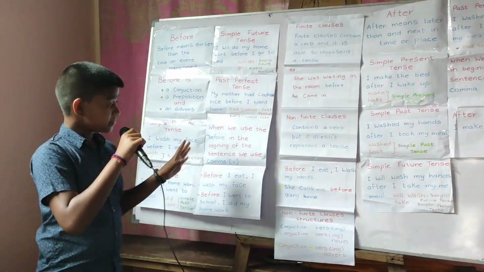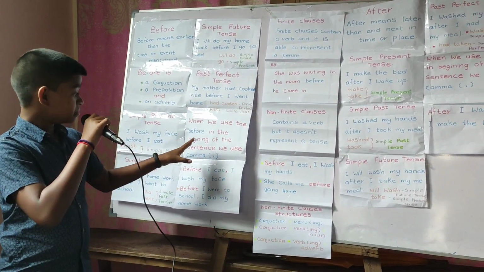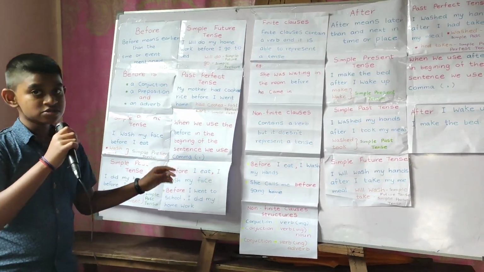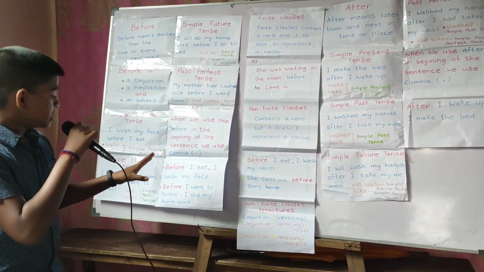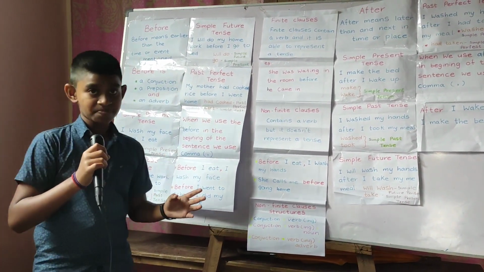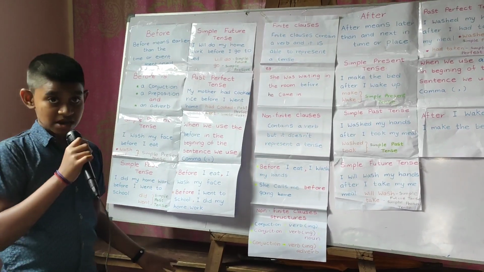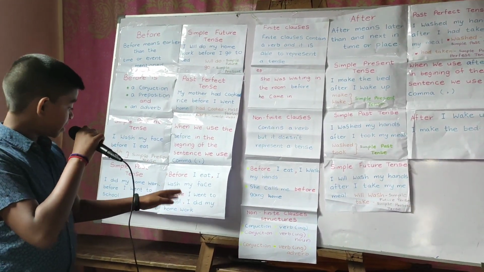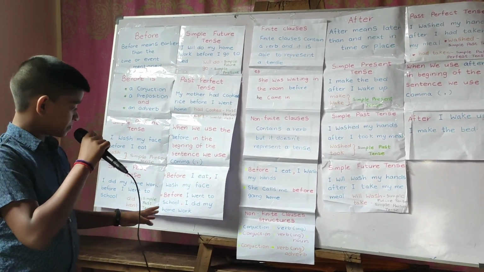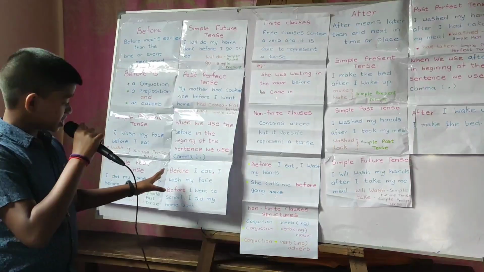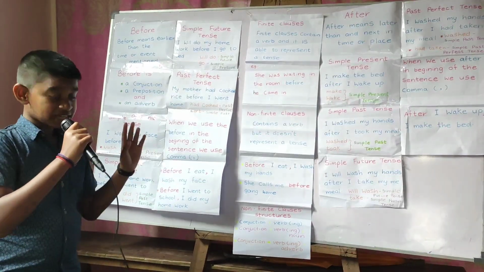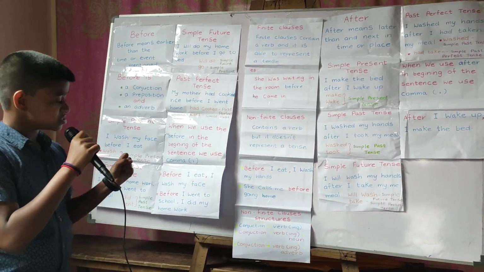Okay, when we use before at the beginning of a sentence, we use a comma. For example, before I eat, I wash my face. Second example, before I went to school, I did my homework. In these two examples, you can see we use a comma after the first action.